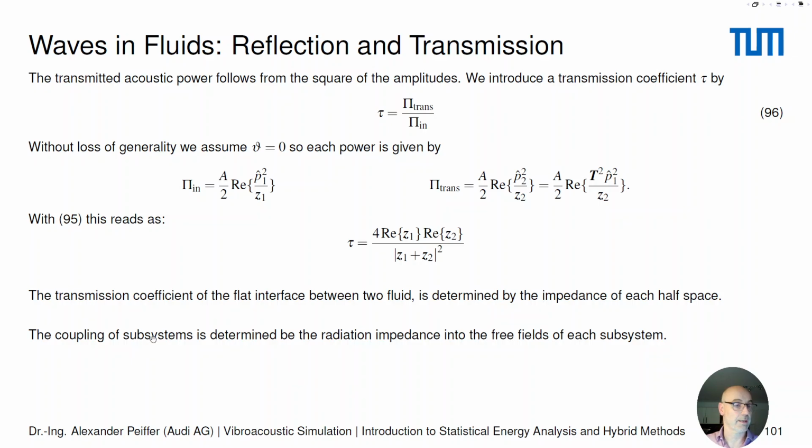Good. So again, the coupling of subsystems is determined by the radiation impedance into the free field of each such system. Why can we now talk about the radiation impedance? The plane wave impedance of an infinite fluid is exactly the same as the characteristic impedance. This is something that we will later derive in a completely different and more generic context. This is the description of the transmission factor or coefficient. It will always remain the same. And this is the first hint for the hybrid formulation of statistical energy analysis.